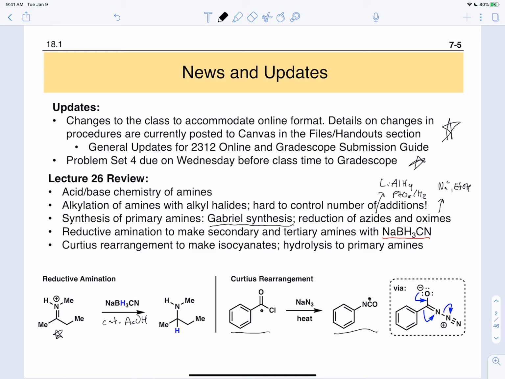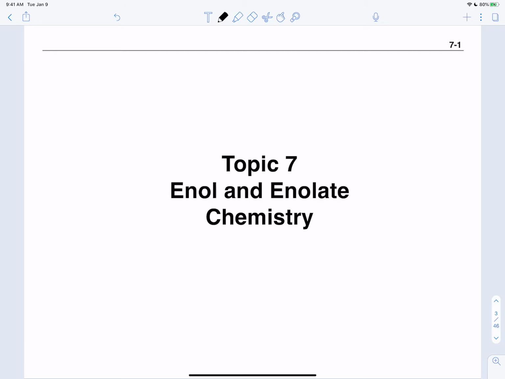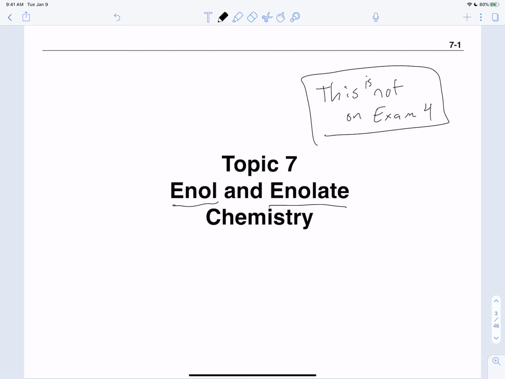So now we're going to start a new topic. This is topic 7. This is going to be focusing on enol and enolate chemistry. Note that this is not on exam 4. This is some material that we'll start covering now, just so that we'll have a decent amount of material for exam 5 later on.